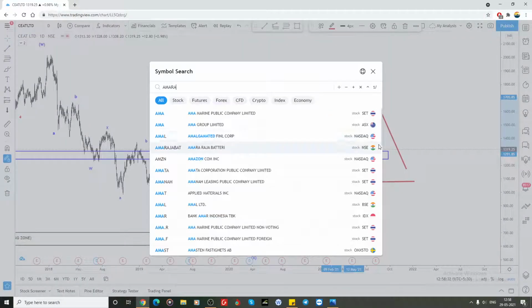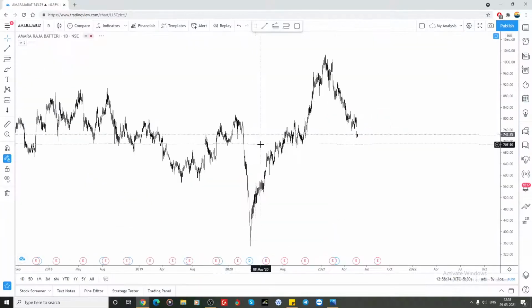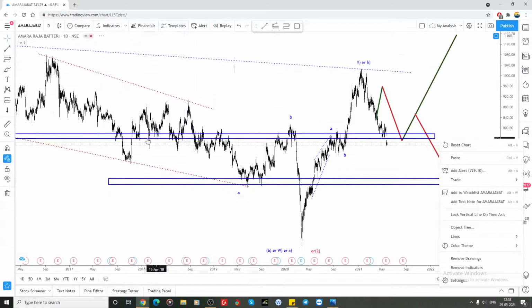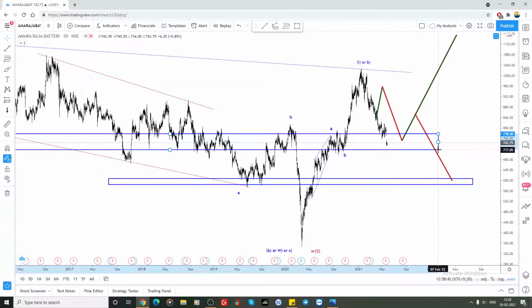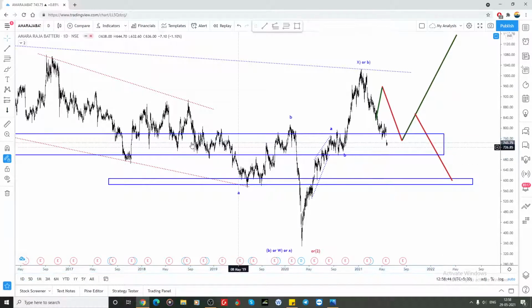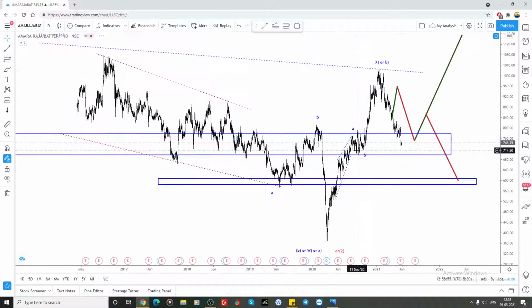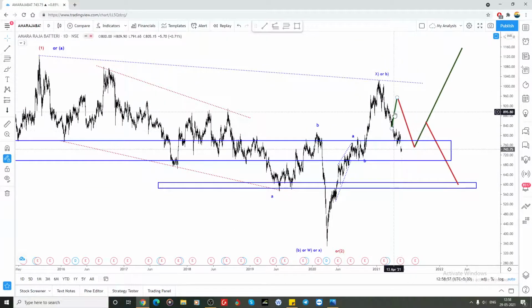Here, Amara Raja Batteries, and what I expected here is it's a major support zone. So now this is what I am expecting, right? This is all support zone only. In this zone, anywhere it can reverse from here. So it's A, B, or this is a 1, 2, 1, 2, 3, 4, 5, and again 1, 2, 3, 4, 5. So this 5-wave structure has completed.